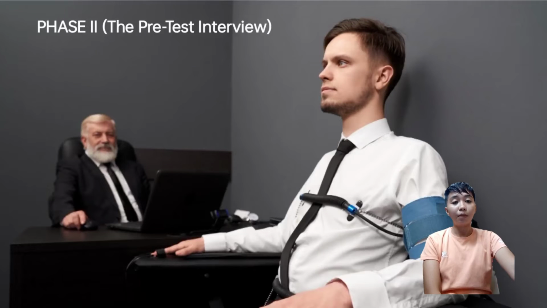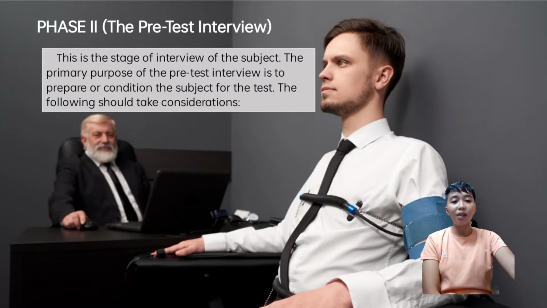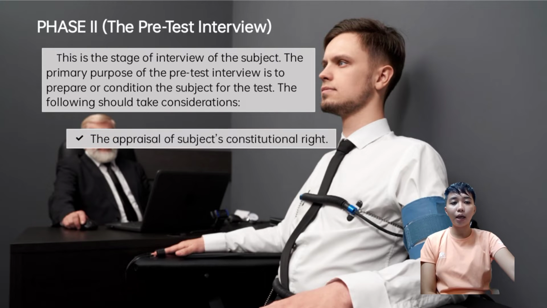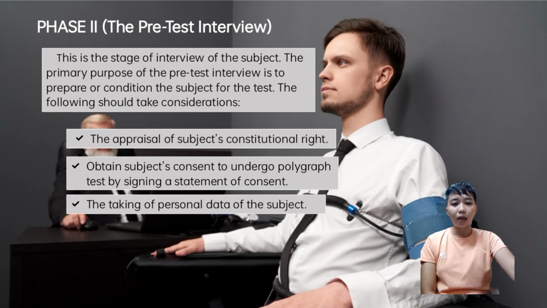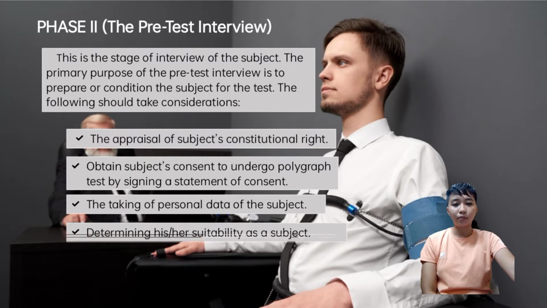Phase 2. The pre-test interview. This is the stage of interview of the subject. The primary purpose of the pre-test interview is to prepare or condition the subject for the test. The following should be taken into consideration. The appraisal of subject's constitutional right. Obtain subject's consent to undergo polygraph test by signing a statement of consent. The taking of personal data of the subject.